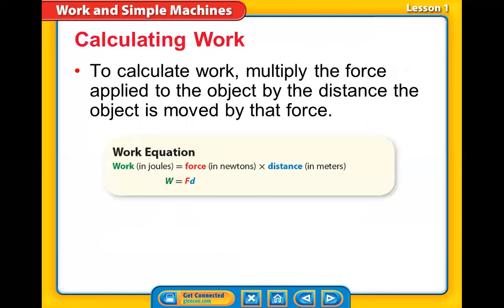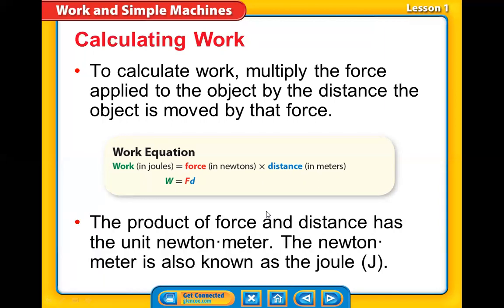We said that we have different factors that we are going to describe if I'm describing the work or the definition of the word work. Work is the force done to move an object. So I'm going to multiply the force applied to the object by the distance the object is moved by that force. We know force has a unit called newtons, according to the scientist who discovered it before. Multiplied by distance in meters, now we will get the work in joules. So W equals F times D. The product of force and distance has the unit newton meter, and newton meter is also known as joules, which is the unit for work.